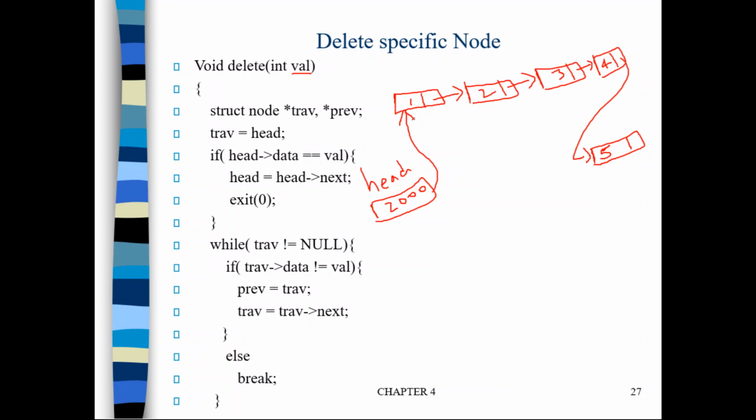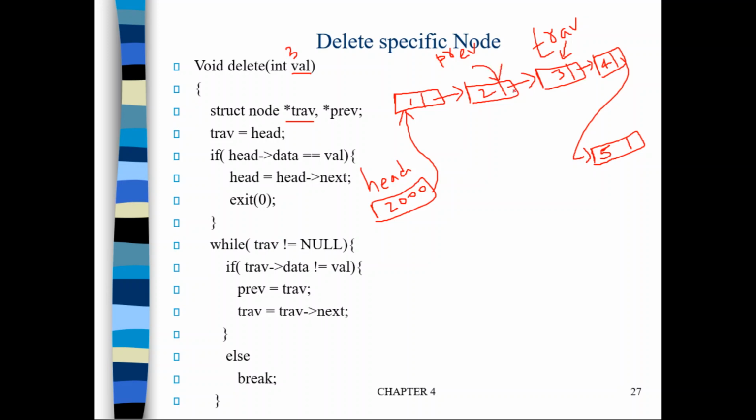So here what should we do? Say we want to delete node 3. This node should be deleted. So this val is 3, it means the node whose data part is 3 should be deleted. So how to do it? First, using traverse you should move to the node which is to be deleted. So traverse is a pointer which will point to the node to be deleted. We should also maintain another pointer, previous, which should point to the node previous to the node to be deleted, that is this node. Then what should we do?